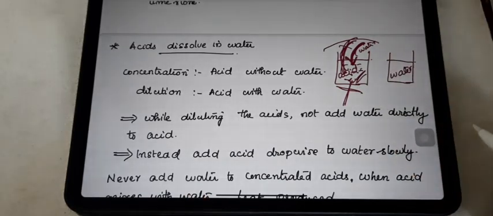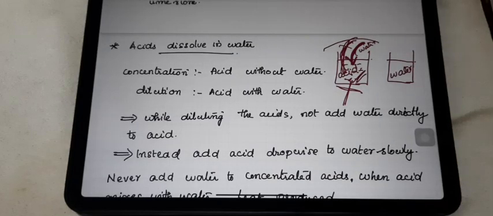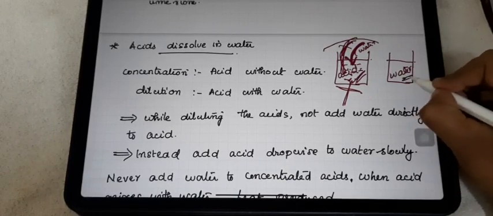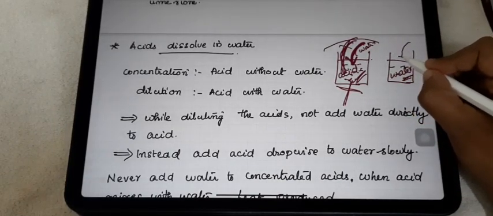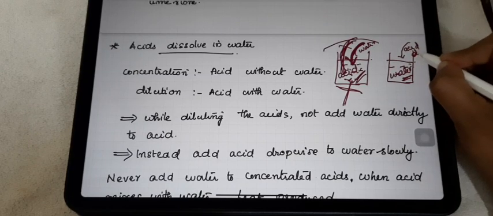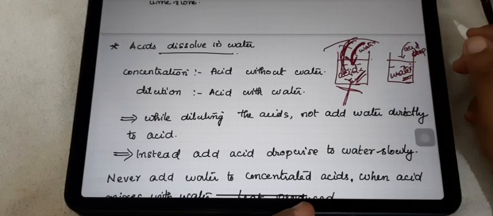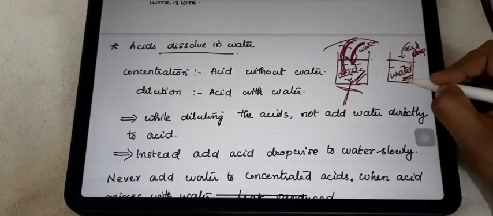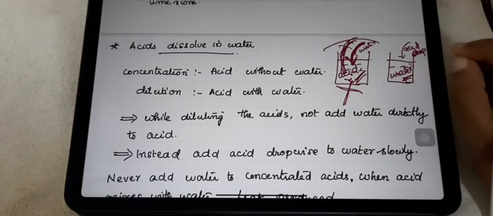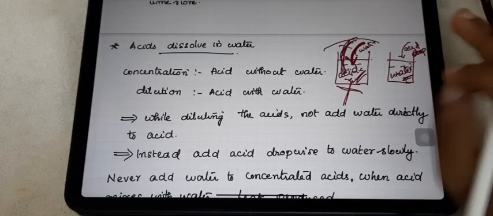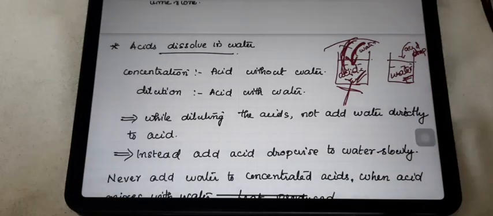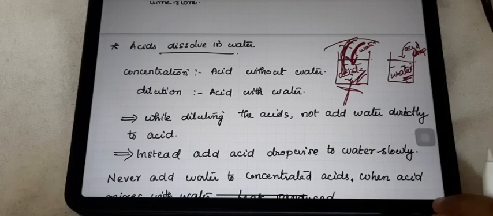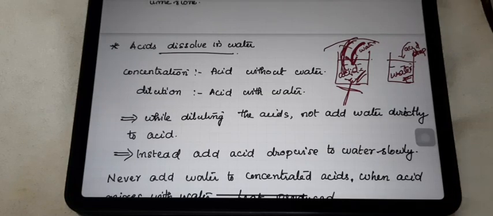So which method do we have to follow for the dilution of acid? That's the question. The method is to take the water in a beaker first and add the acid drop wise. Don't pour suddenly. Pour it into the water slowly, drop wise. Then there is no heat generation and no splash out of the acid or water. So that method is more preferable for the dilution of acids.